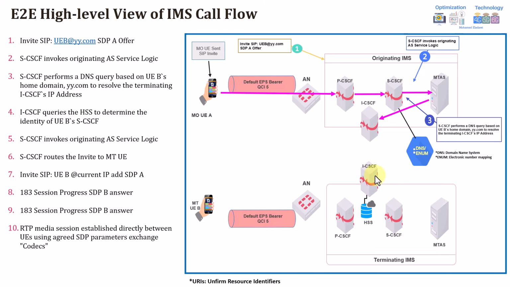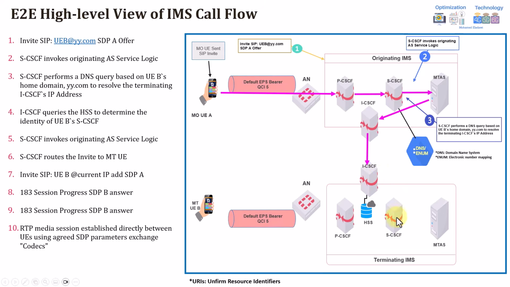one of the functions of the interrogating CSCF is that whenever there is an incoming call, especially from a different network, it works as the first point of contact. For example, when you initiate an originating call, the first point of contact is the proxy CSCF, but for an incoming call it will be the terminating I-CSCF. So the terminating I-CSCF will send the same invite to the HSS, asking, I would like to know where is the S-CSCF for this network.